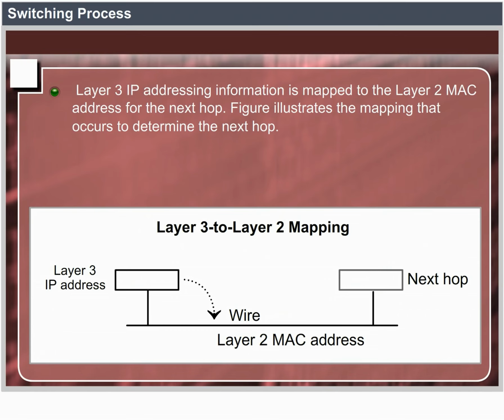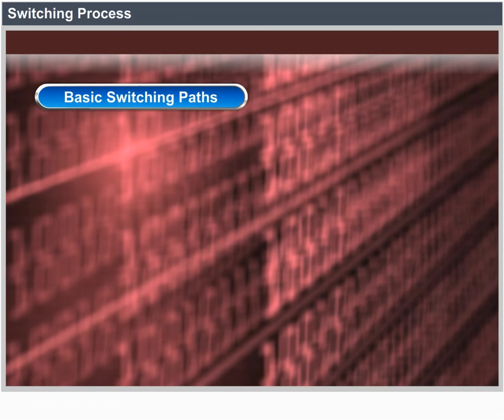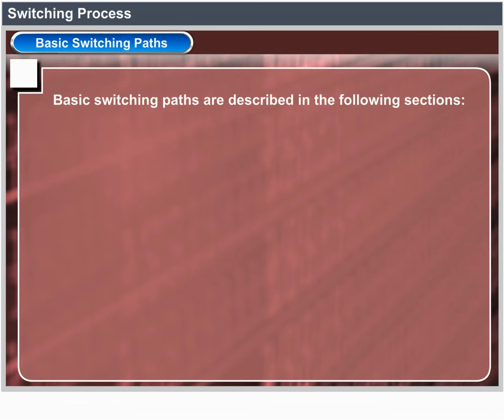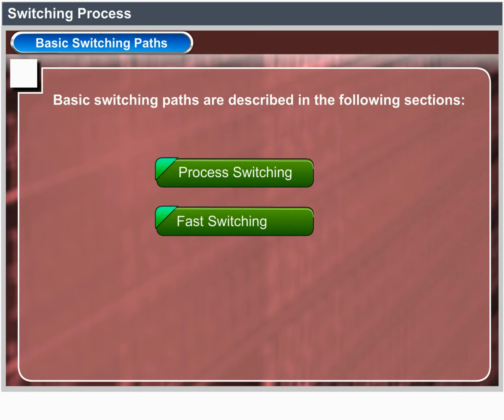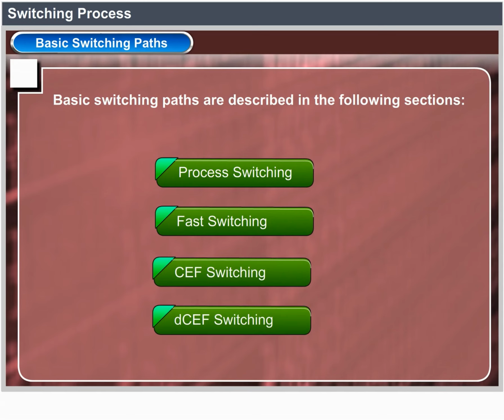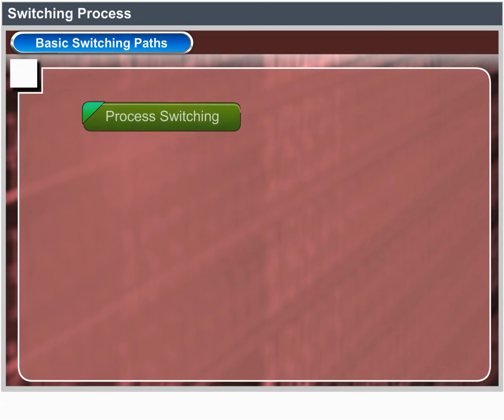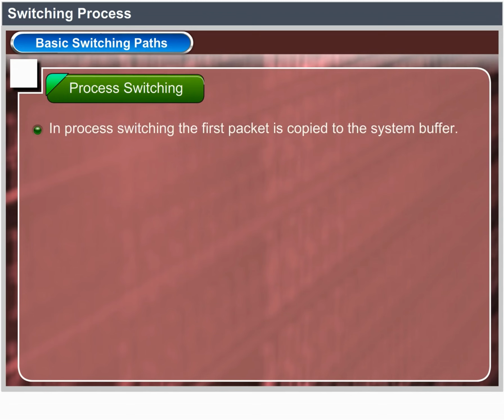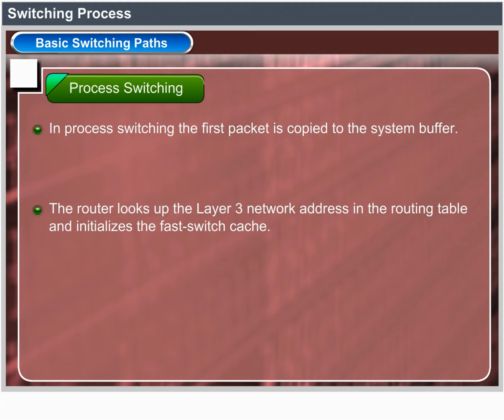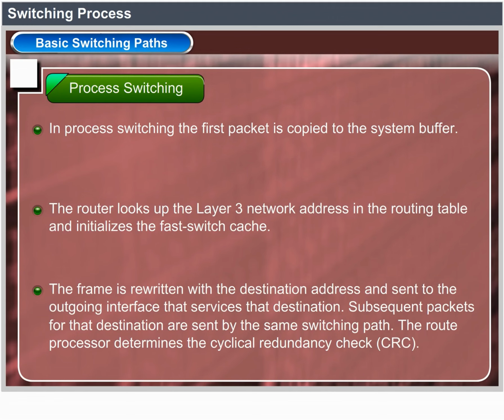Basic switching paths. Basic switching paths are described in the following sections: process switching, fast switching, CEF switching, dCEF switching. Process switching. In process switching, the first packet is copied to the system buffer. The router looks up the Layer 3 network address in the routing table and initializes the fast switch cache. The frame is rewritten with the destination address and sent to the outgoing interface that services that destination. Subsequent packets for that destination are sent by the same switching path.